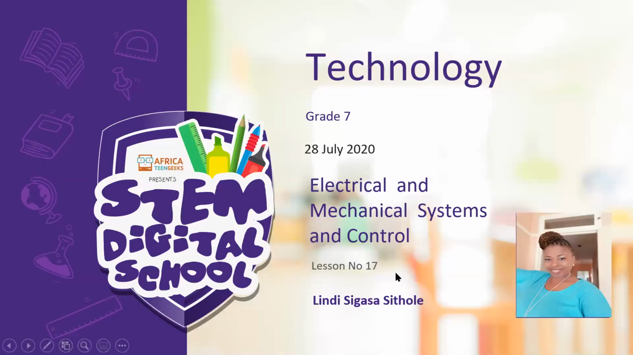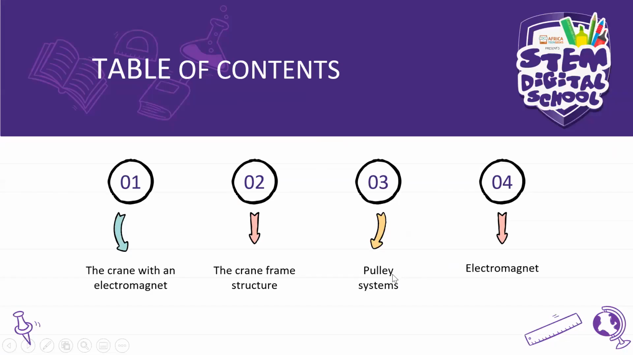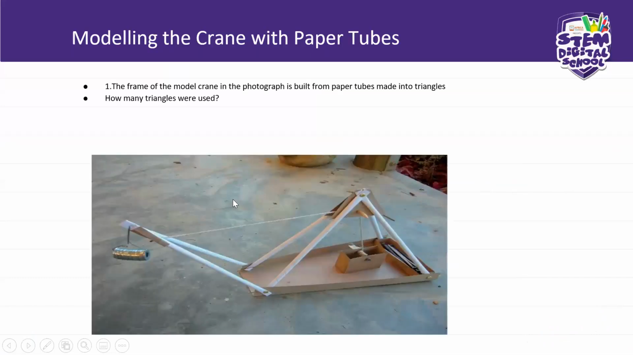So we will be making the crane. Remember yesterday, in the previous lesson, I showed you 2 types that you can model with cardboard and with paper straws. So I just picked one that you can model, and I will encourage you to try this at home, and you will be learning how to make the frame structure of the crane and the electromagnet, and then you can do it under the supervision of your parents. Right. Modeling the crane with paper tubes.